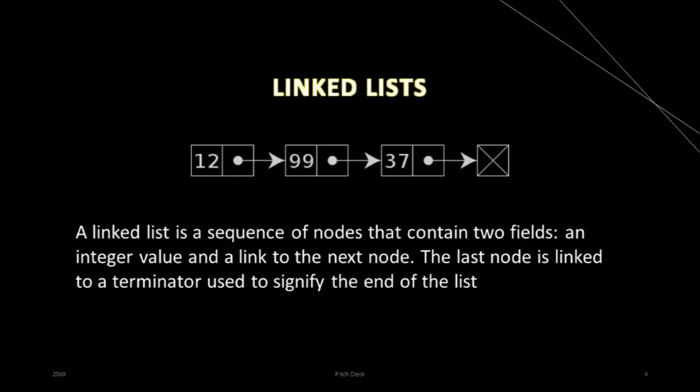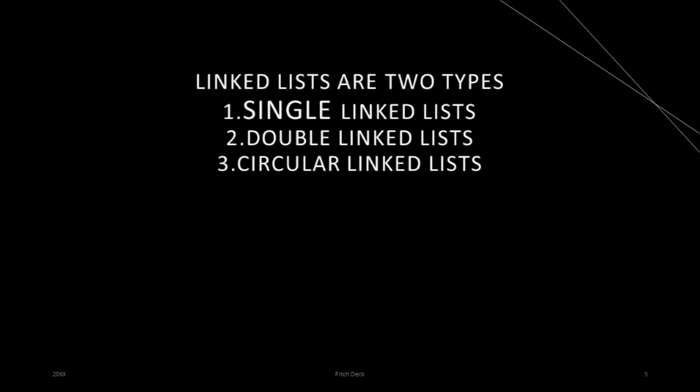So we use the head node as a pointer to initiate the single linked list. The address of the first node is called the head, and the last node of the linked list can be identified by the null character. It signifies the end of the linked list. So this is an example of a linked list. It's a sequence of nodes containing two fields, and here the last node is linked to a terminator, which is used to signify the end of the list.